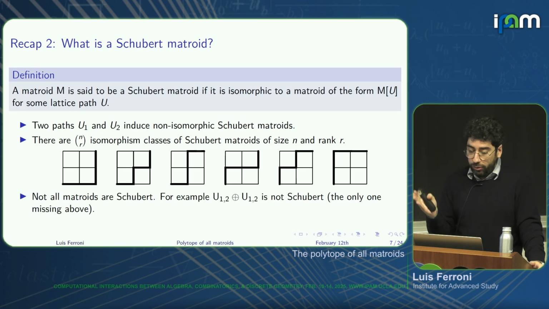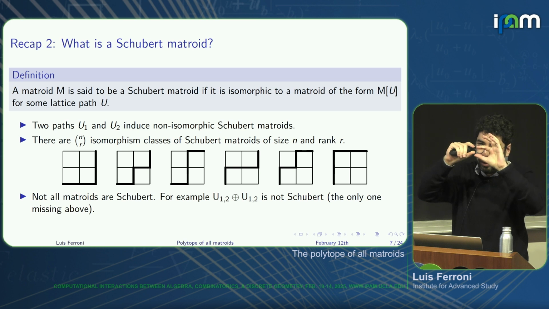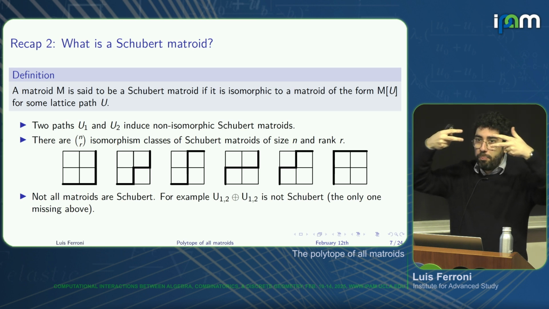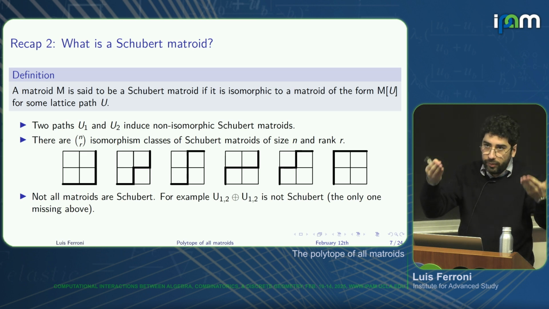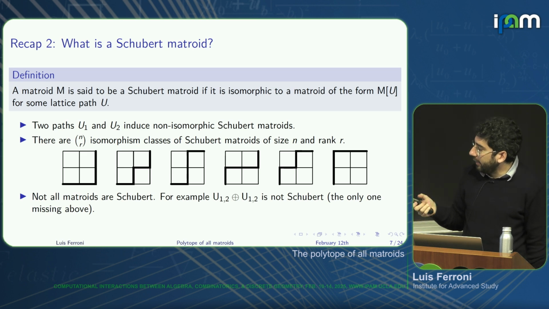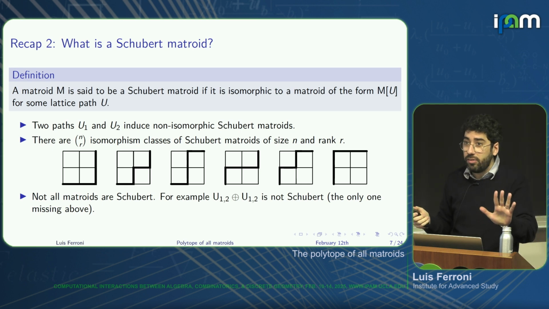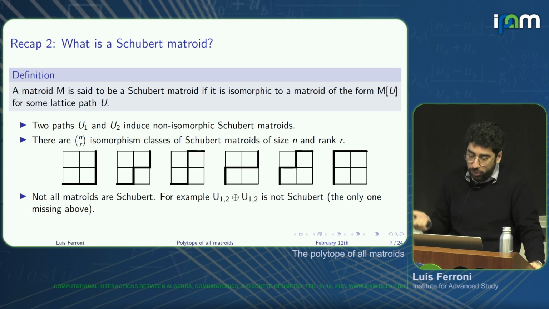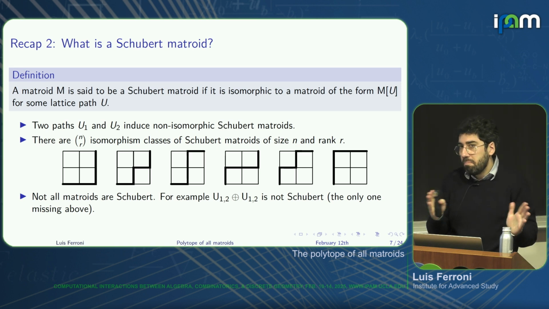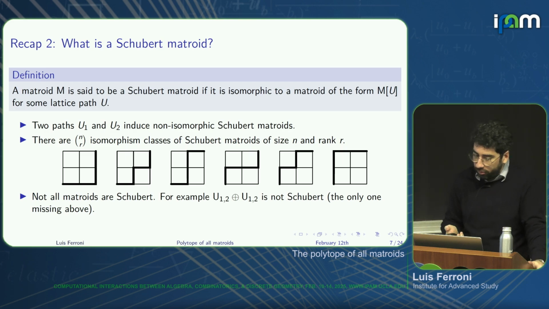One comment, not all matroids are Schubert. For instance, if you take the direct sum of two uniform matroids, so if you know about graphic matroids, you are taking the direct sum of two pairs of parallel edges. If you do that, then the resulting matroid is not Schubert. And in fact, among the matroids on 4 elements and rank 2, there are 7 isomorphism classes, 6 of which are Schubert, and 1, which is this U_{1,2} plus U_{1,2}, which is not. So the moral is that Schuberts are nice, but they are a restricted class. So not all matroids are Schubert.